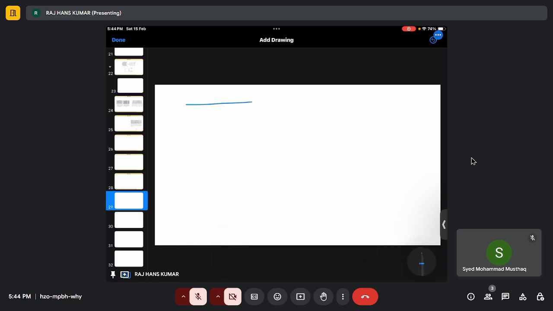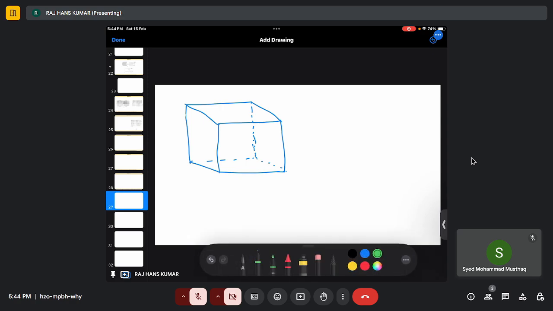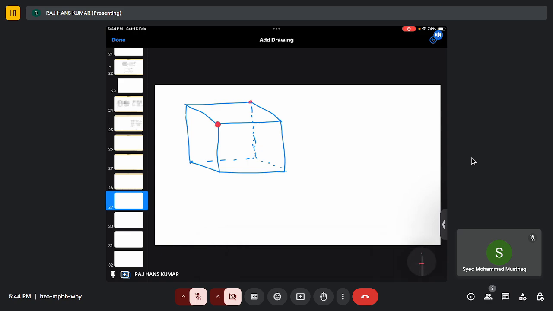So let's draw the FCC. This is my FCC. Right. Now let me draw my atoms. Right. So my atoms are these, these are my corner atoms. These are my corner atoms, right?